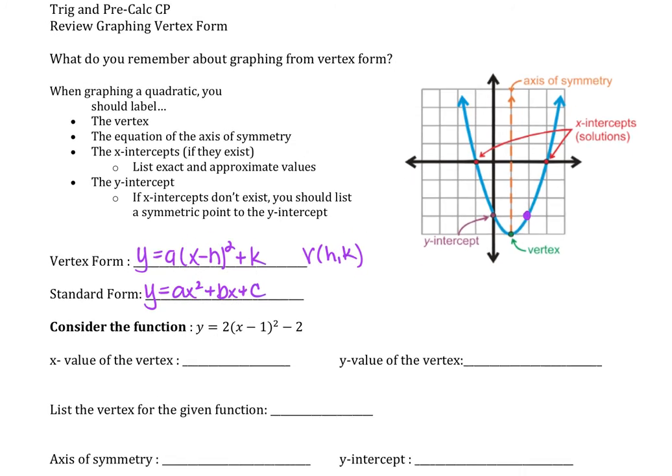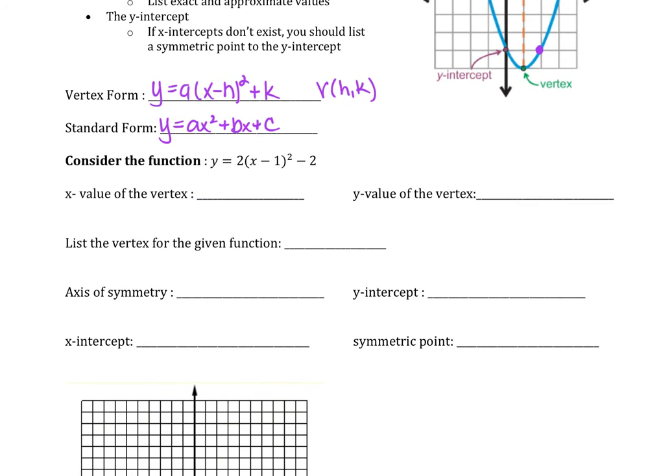So if I'm looking at this function, y equals 2 times (x minus 1) squared minus 2, the x value of my vertex, if you notice up here, it's minus h, but that gives me a positive h value. So even though this is minus 1, my x value is positive 1. So that's the h value of my vertex. And the y value is whatever you have on the end. So that is my k value. So that is negative 2. So the vertex is (1, negative 2).